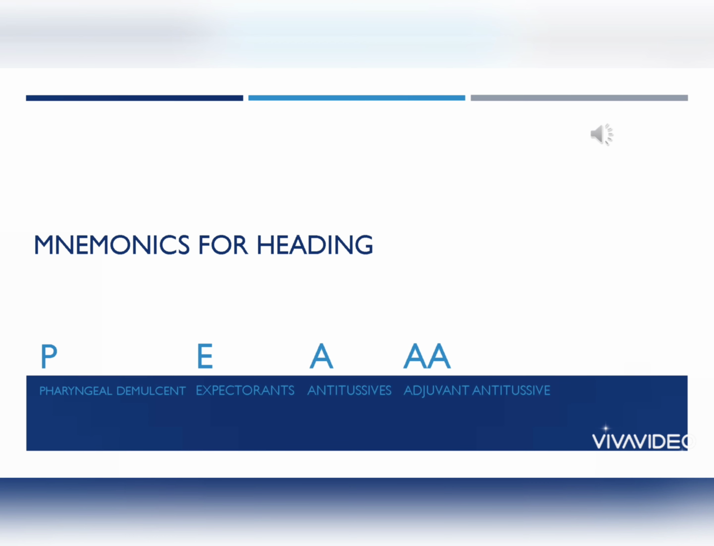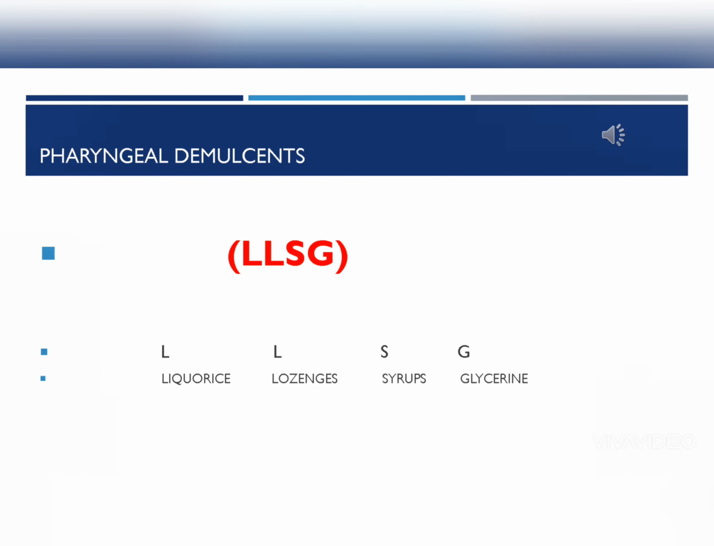Okay, so here it is. It is divided into four classes, that is PEAAA. P for pharyngeal demulcent, E for expectorants, A for antitussives, and double A for adjuvant antitussive. We see each class drug briefly.